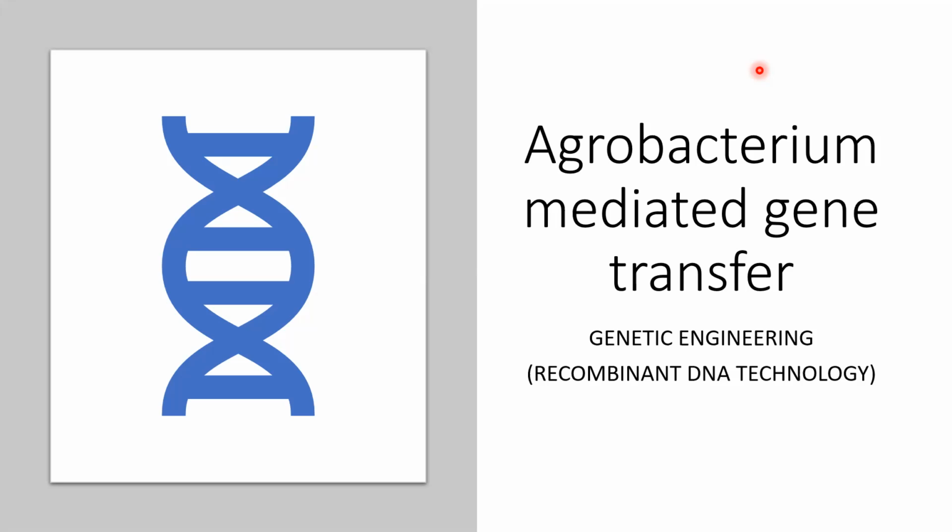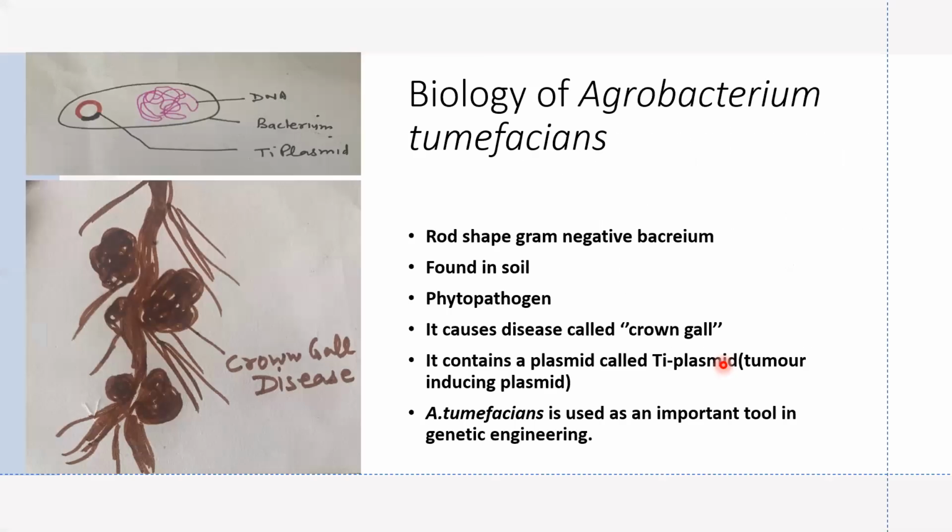Now, genetic engineering is the process in which we cut the DNA from another plant with the help of restriction enzyme, or from a bacterium we can cut the DNA. We can integrate the DNA and join the two DNAs with the help of DNA ligase, which is called recombinant DNA. So this whole technology is also called recombinant DNA technology or genetic engineering. So Agrobacterium tumefaciens plays an important role in recombinant DNA technology or genetic engineering. In this video, we will discuss Agrobacterium-mediated gene transfer.